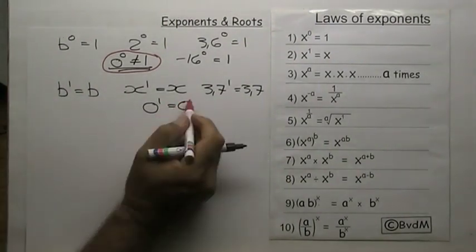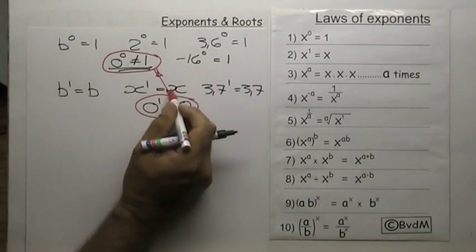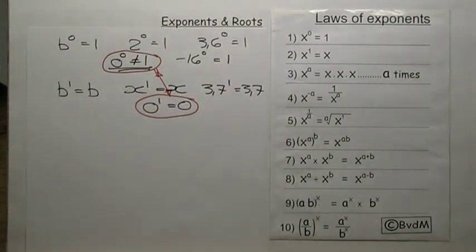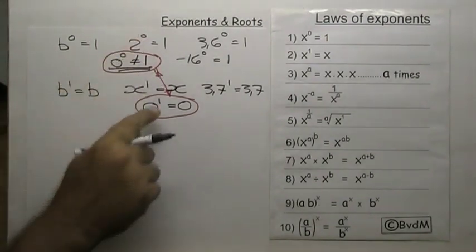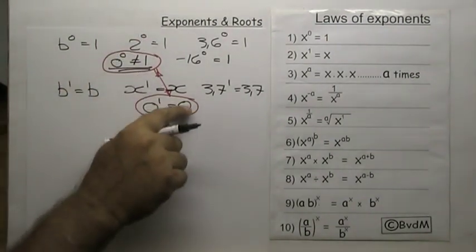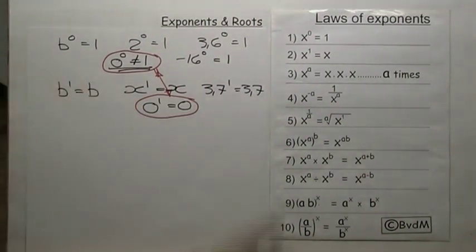Remember this one? And please don't get mixed up with those two. Remember, naught to the power naught is not 1, but naught to the power 1 is naught. Anything to the power 1 stays the same.